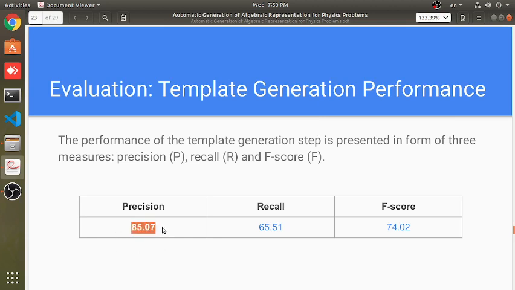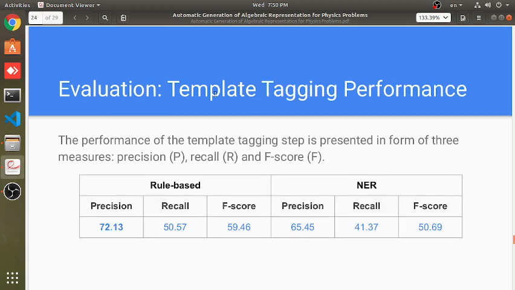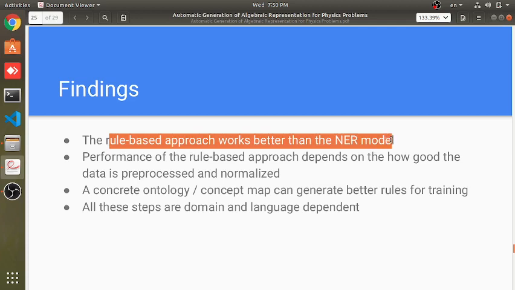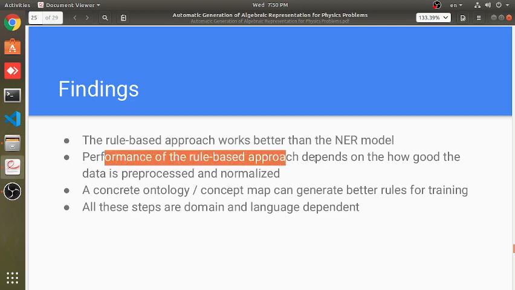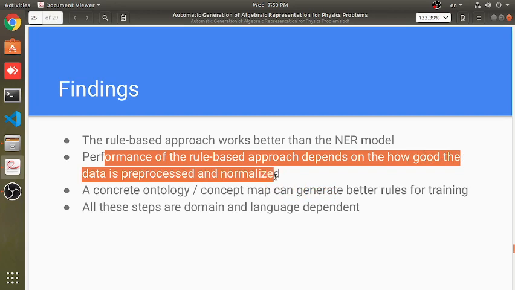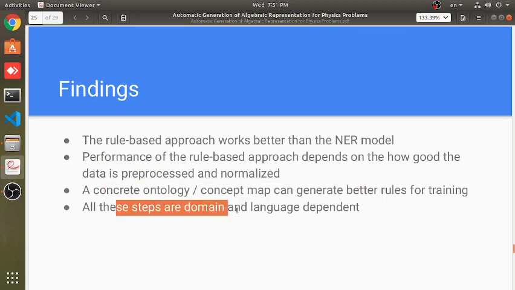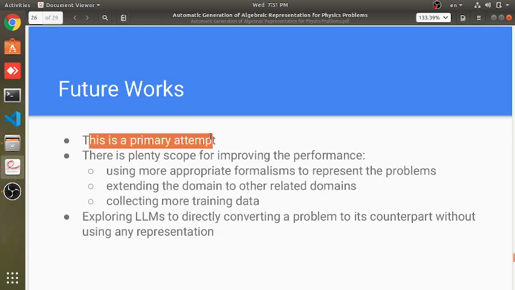For the template generation, these are the results. We have seen around 85% precision, which is quite good, we guess. For the template tagging, for the rule based approach, we have got a performance of 72%, and for NER we have obtained a precision of 65%. So the findings are like this: the rule based approach works better than the NER model. The performance of the rule based approach depends on how well the data is pre-processed and normalized. A concrete ontology or concept map can generate better rules for training, and all the steps are domain and language dependent.